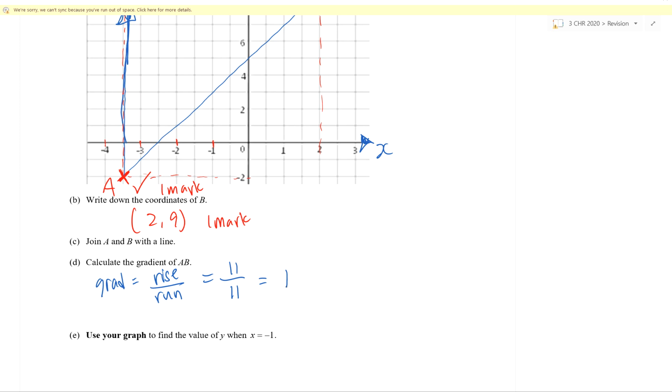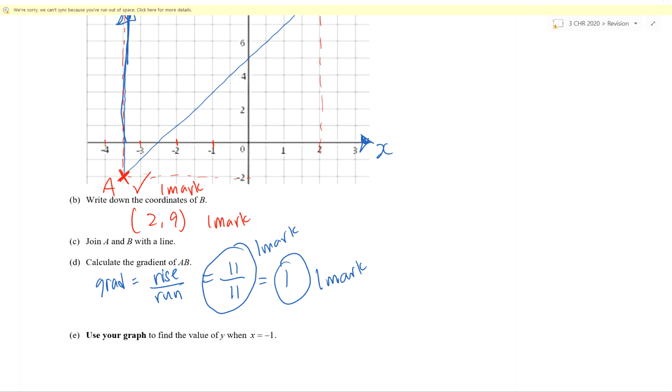Okay, since it is a calculation, this is worth 2 marks over here. How is the mark allocated? You show me 11 over 11, that is 1 mark. You show me the final answer of 1, that is another 1 mark. Okay, calculation of gradient, 2 marks.